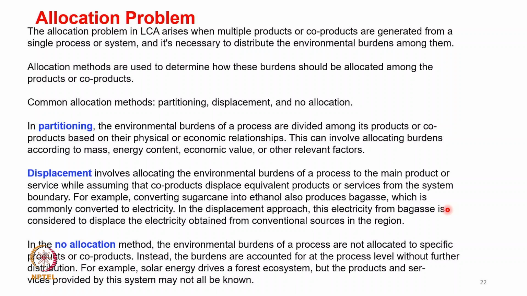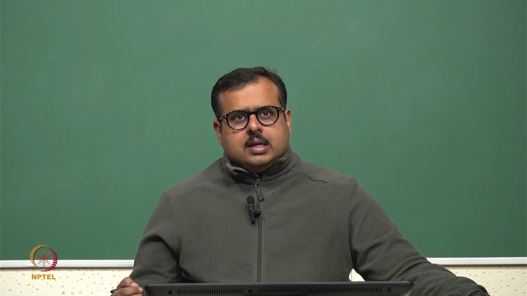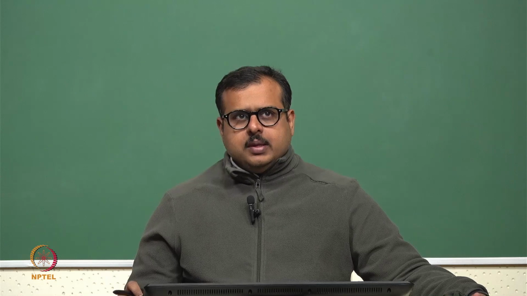And the third is no allocation. In the no allocation method, the environmental burdens of the process are not allocated to specific products or co-products. Instead, the burdens are accounted at the process level without further distribution. We just stop as it is: no partition, no displacement, we don't do any allocation. For example, let's say solar energy drives a forest ecosystem, but the products and services of this system are not entirely known, so you won't be able to either partition it or displace it.